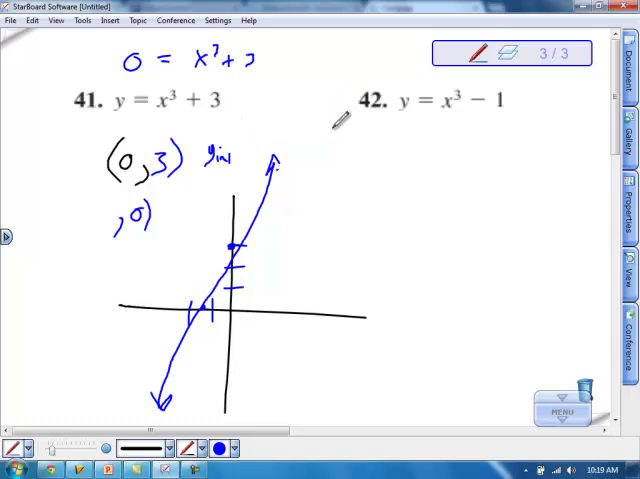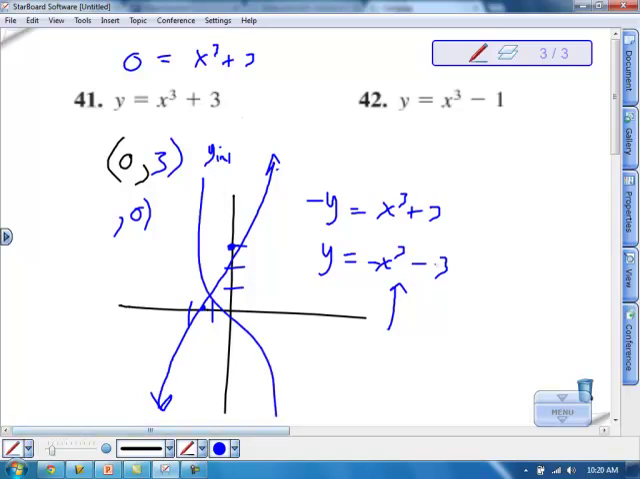Okay. I know it's not symmetrical about the x-axis, but the test would be to replace y with negative y and see if you get the same function. I don't, because if I replace y with negative y, I get this. And then if I solve for y by multiplying both sides by negative 1, I get this. This is obviously a different function. This one opens like this and is shifted 3 units down, so it looks like that. Okay, so that's different. That doesn't work, so it's not symmetrical about the x-axis.